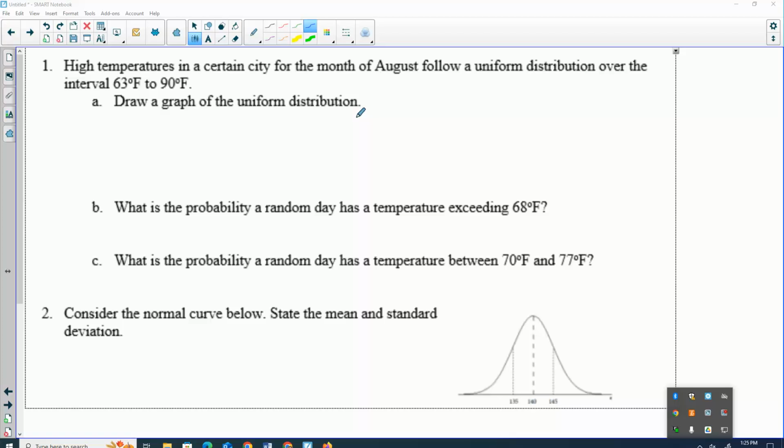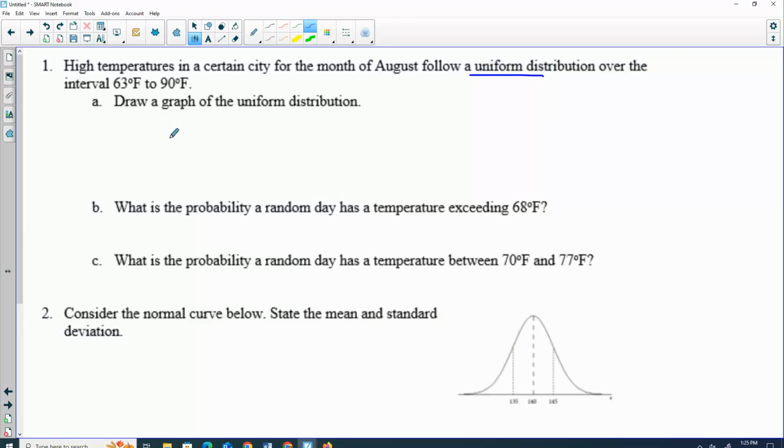When I say something is a uniform distribution, that means everything has the exact same probability. So your graph looks like a rectangle because all the probabilities are the same. Your graph does not have to be anything fancy. So we are starting it at 63 and ending at 90. It doesn't necessarily have to be drawn totally to scale. I'm going to start at 60 and count by 5s. So we have a rectangle starting at 63 and ending at 90.